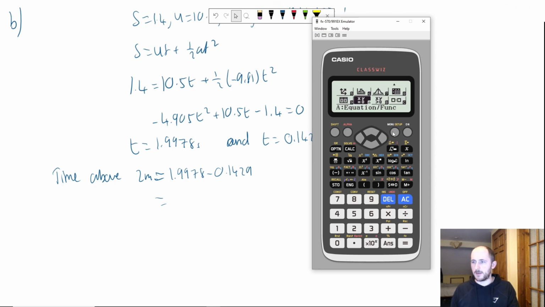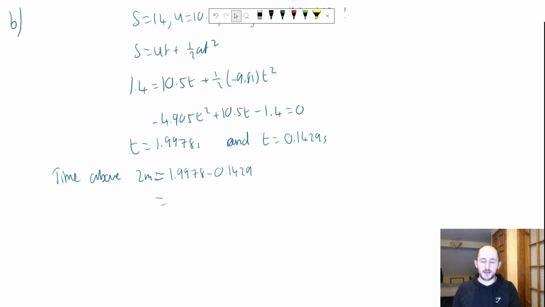So go back to menu, we're going to have 1.9978 subtract 0.1429. I'm not using the answer button because I did round this one. It's going to be 1.85 seconds to 3SF.